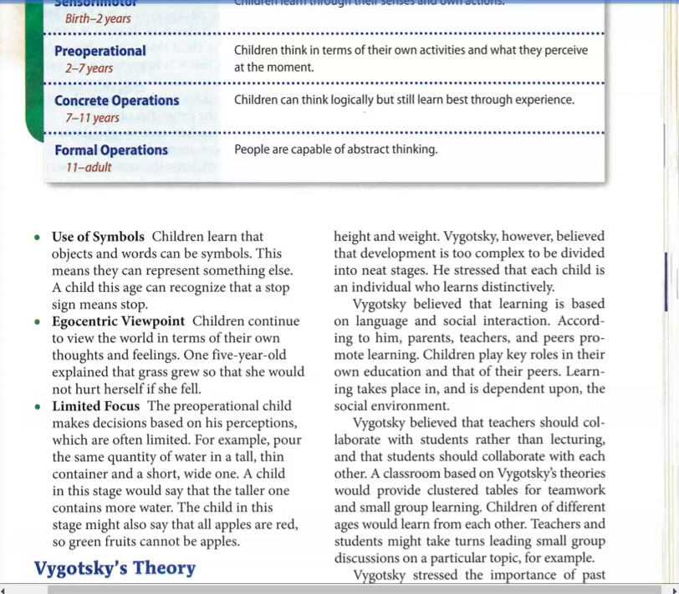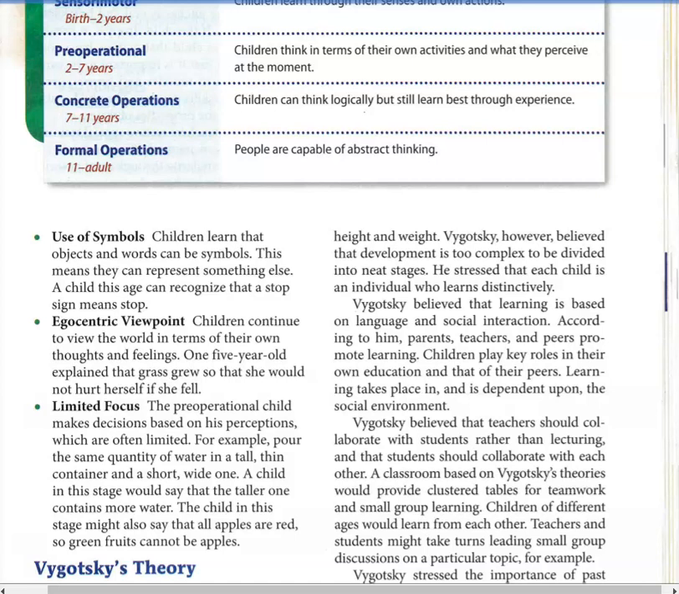They're also going to have an egocentric viewpoint. So they're viewing the world in terms of their own thoughts and feelings. Okay? When you ask a child why the grass is green, the child may say, because green is my favorite color. The grass isn't growing for any other reasons or isn't that color for any other reason other than the fact that that's their favorite color.